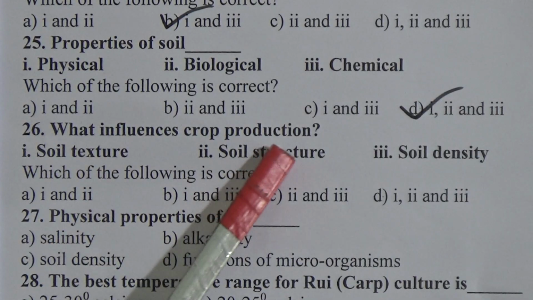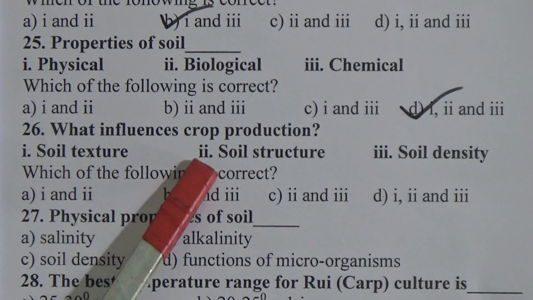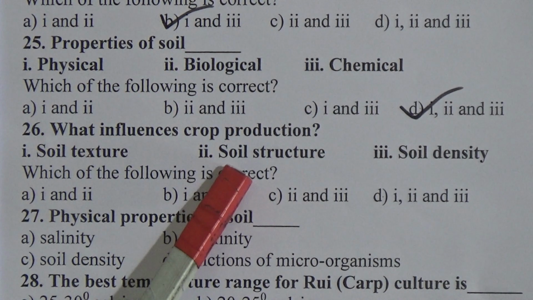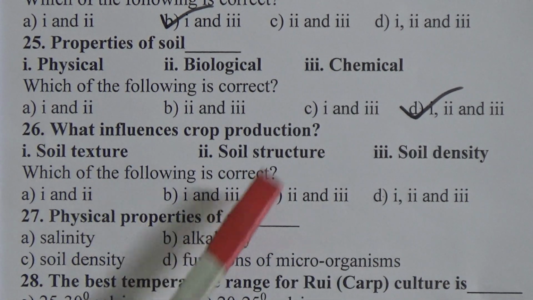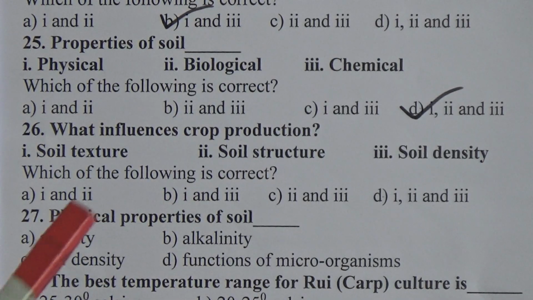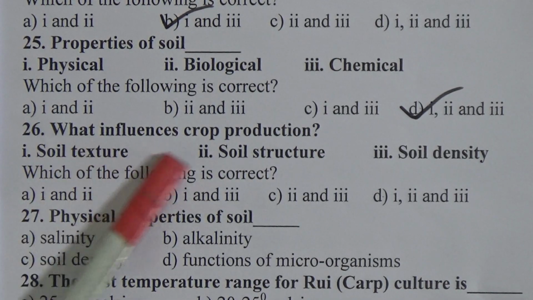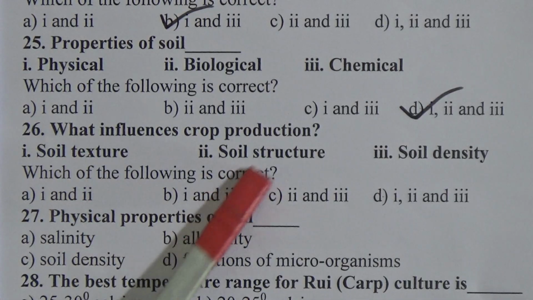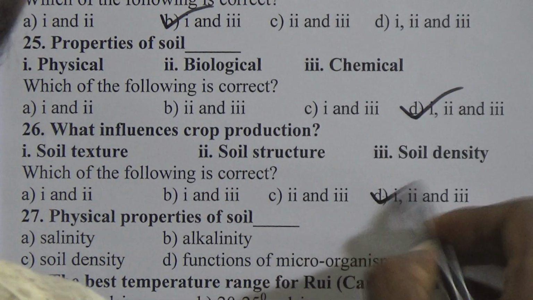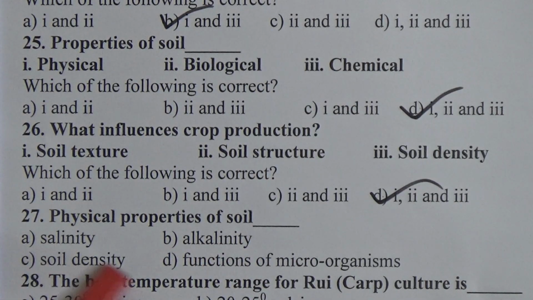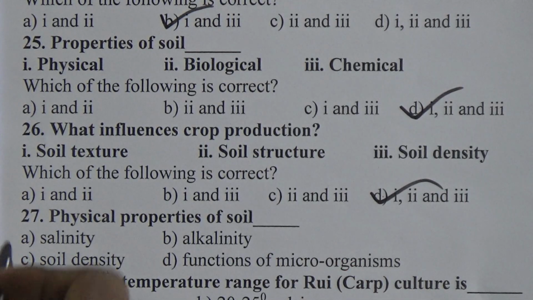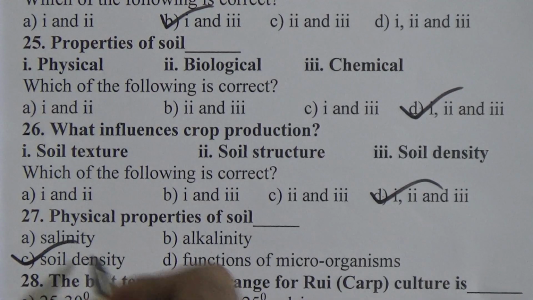What influences crop production? So look here, 1 soil texture, 2 soil structure and 3 it is soil density. Which of the following is correct? Yes, here also we got what influences the crop production? Soil texture, yes, soil structure, soil density. D number answer. Physical properties of soil. So look here, salinity, alkalinity, soil density, functions of microorganism. Okay, it will be soil density. This one is the physical property of soil.